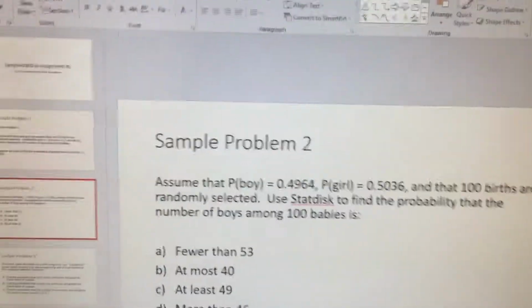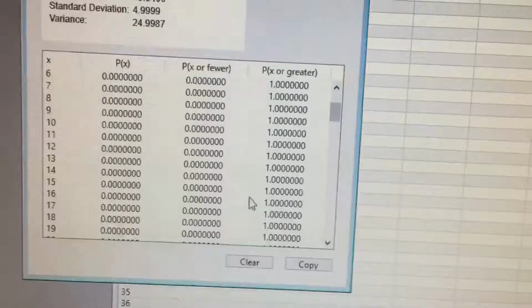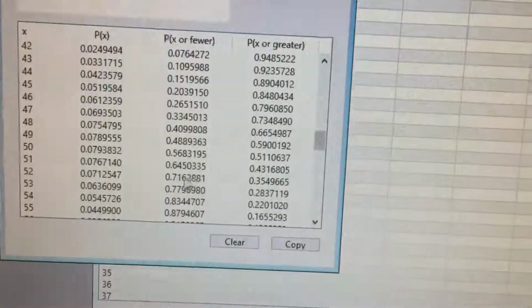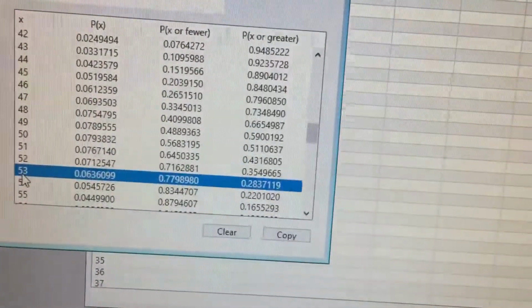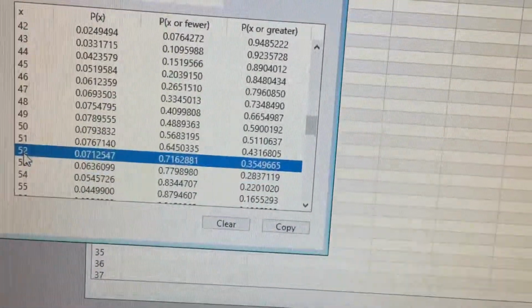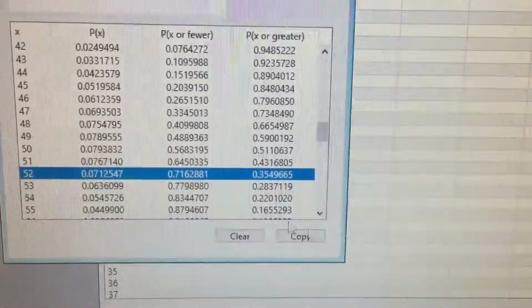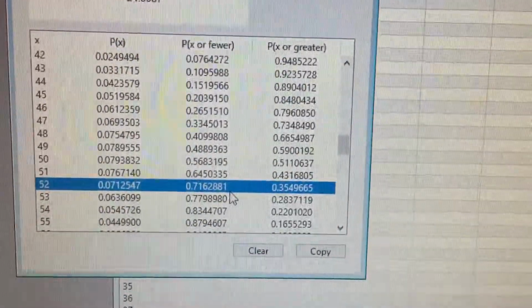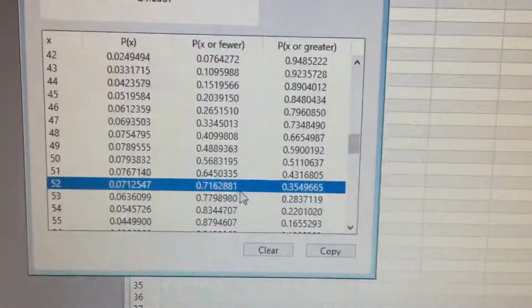So when we read off the StatDisk, we need to find the number fewer than 53. And these are discrete numbers here, they're whole numbers, so we can't look at the row for 53. We have to look at the row above it, which is one less than that. That's 52. Now, fewer than, that means 52 or fewer. In this case, we have to look at this number right here. That's going to be 0.7163, rounded to 4 decimal places.